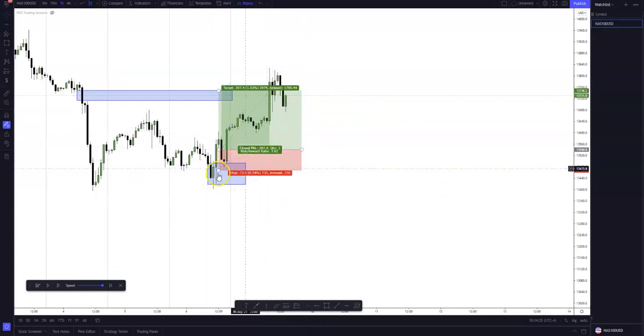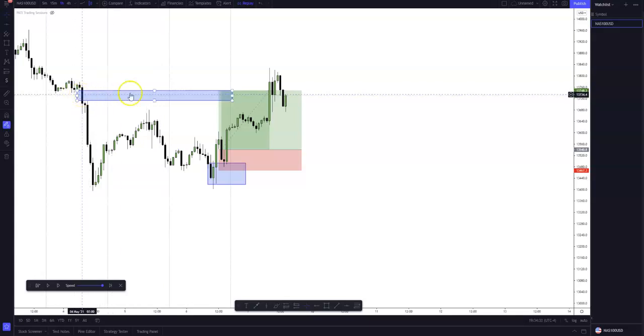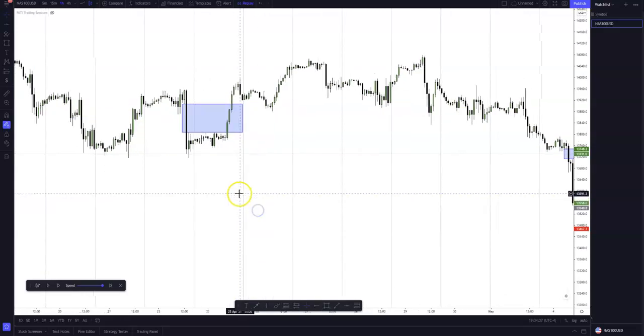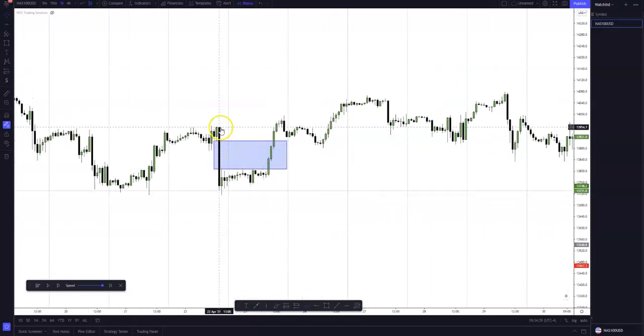But that's a demand. We got aggressive buying. We got momentum with these candles. Pull back to that area, buy, and then aim for the unfilled area right there. Okay, look at this one. Aggressive selling right here to fill that.